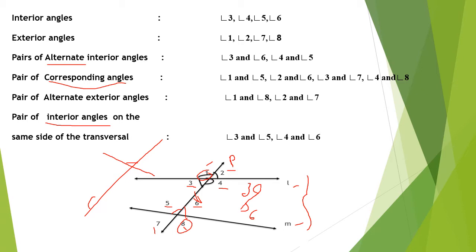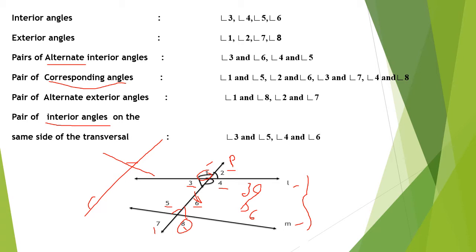I'll repeat again. Here we have learned interior angles. Interior angles means inside the two parallel lines L and M. Exterior angles mean angles formed outside. 1 and 2 and 7 and 8 are the exterior angles. Then find the pair of alternate interior angles. Then pair of corresponding angles on the same side of a transversal. We will take 1 and 5 because those two angles are above the parallel line. 1 and 5, next 3 and 7, next pair 2 and 6 and 4 and 8.